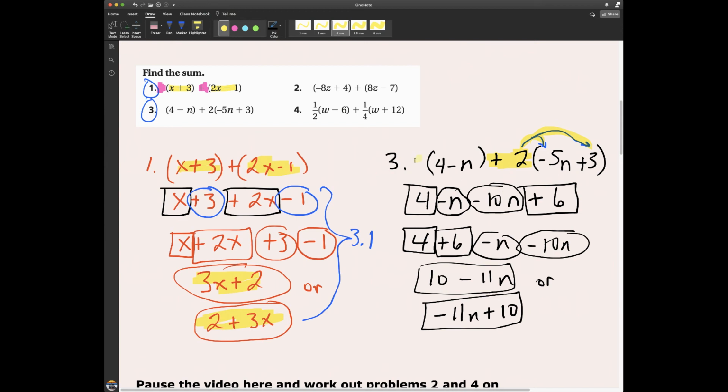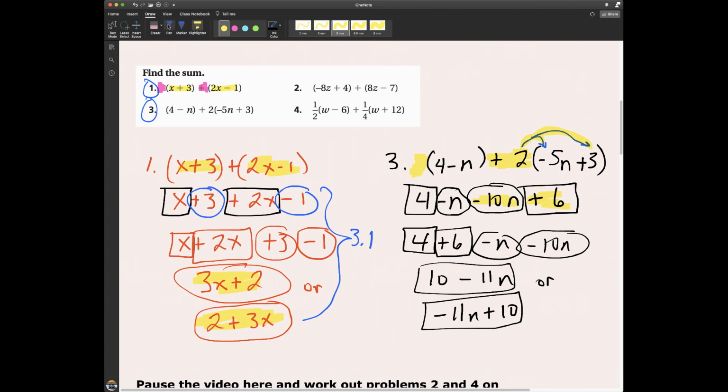For the first linear expression, I look outside of it here on the left, and there is no number out there. So I can just drop those parentheses. So I do, and I have 4 minus n. And then I have to go ahead and do this math. Positive 2 times negative 5n. What is that? Well, that's negative 10n. What's positive 2 times positive 3? Well, it's positive 6. All right.